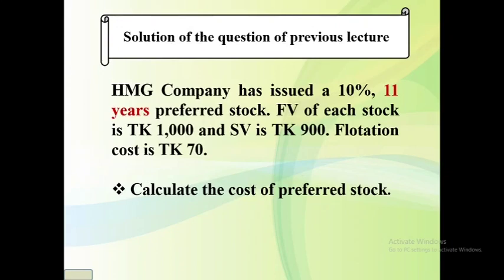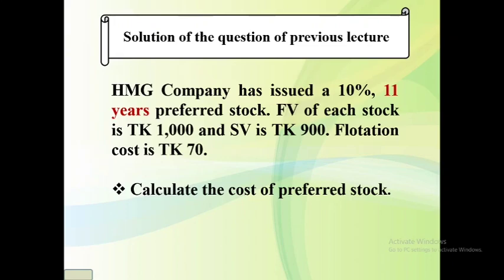And the question is, HMG company has issued a 10% 11 years preferred stock. Face value of each stock is taka 1000 and sell value is taka 900. Flotation cost is taka 70. Now you have to calculate the cost of preferred stock.